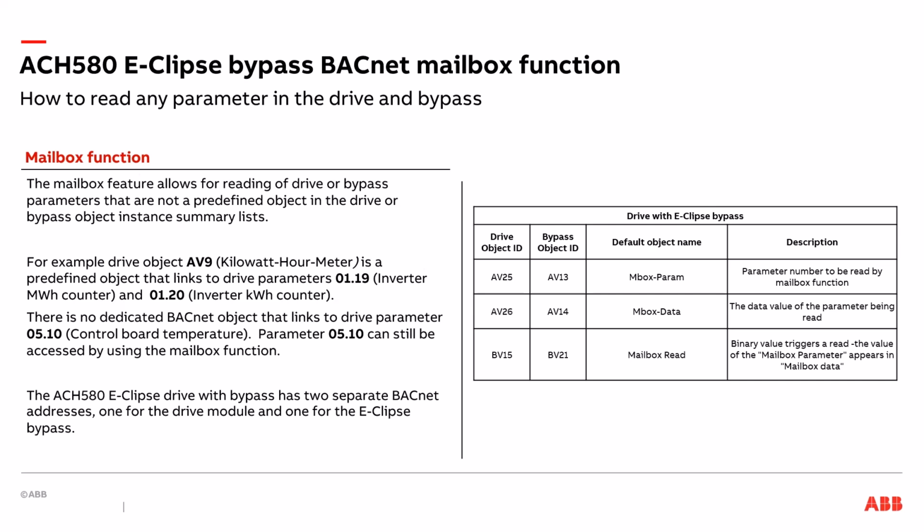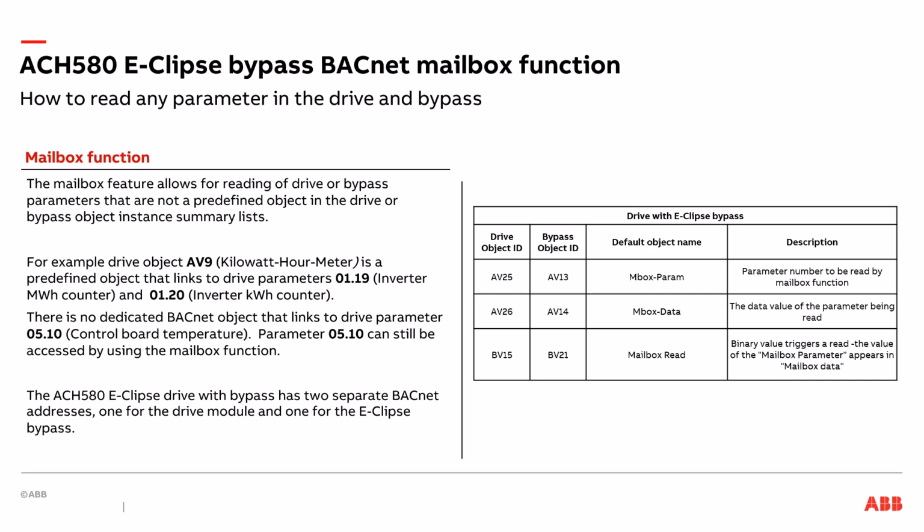So for example, in the drive on our 580 E-Clipse bypass, AV9 is the kilowatt hour meter, and that links to drive parameters 0119 and 0120 in the drive. Now, let's say you want to access drive parameter 0510, the control board temperature. You'll notice in the BACnet object instance summary list, there's no object that links to drive parameter 0510. So you'd say, well, it's not accessible over BACnet. Well, in reality, it is accessible using the mailbox function feature that we have.